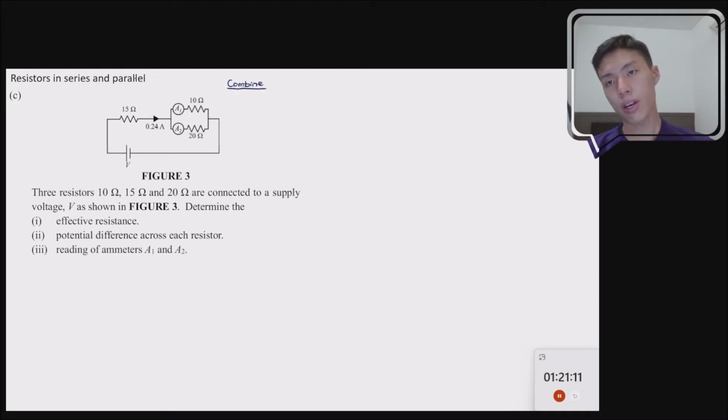Before you do combine, make sure for series and parallel, there's a 4 step process you need to follow. First, label everything so that everything has a unique name. Next, you rearrange if necessary, but I don't think it's necessary. It's very clear cut how you need to combine here. Number 3, you combine. Number 4, you do reverse.